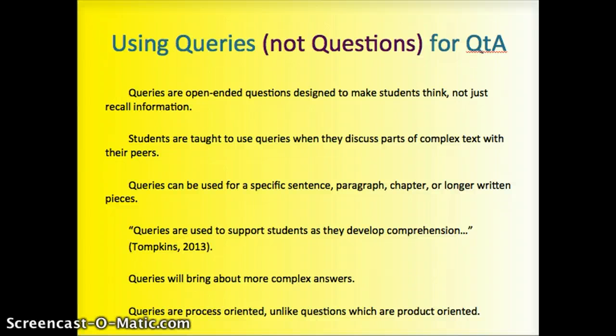Now, using the questioning the author strategy involves using queries, not questions. And queries are open-ended questions that are designed to make students think, not just recall information. Students are taught to use queries when they discuss parts of complex text with their peers. And again, this is going back to student discussion. Queries can be used for a specific sentence, paragraph, chapter, or longer written pieces. When you first start out, teachers are the ones to select the text that will be read by the students, because ultimately the teacher will need to frame how to use questioning the author, and then from there students will see how it works. And I'll go over that in more detail later on.